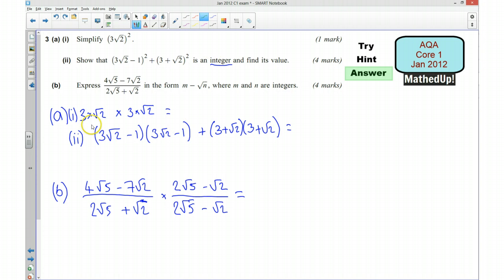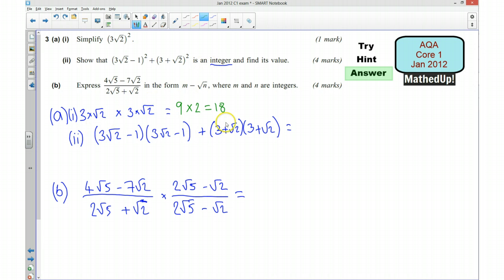Okay, so we had 3 times root 2 times by 3 times root 2, so 3 times 3, we can do the rational number part first, that's the word I was looking for. So 3 times 3 is 9, and then root 2 times by root 2 is just 2. So we've got 9 times 2, and that gives us 18.